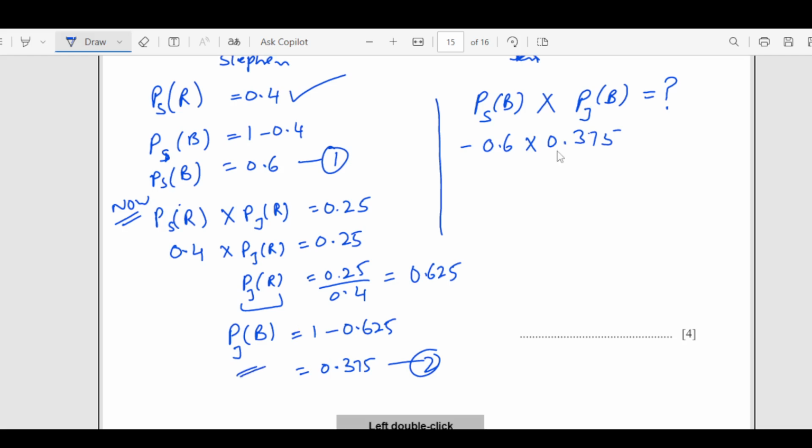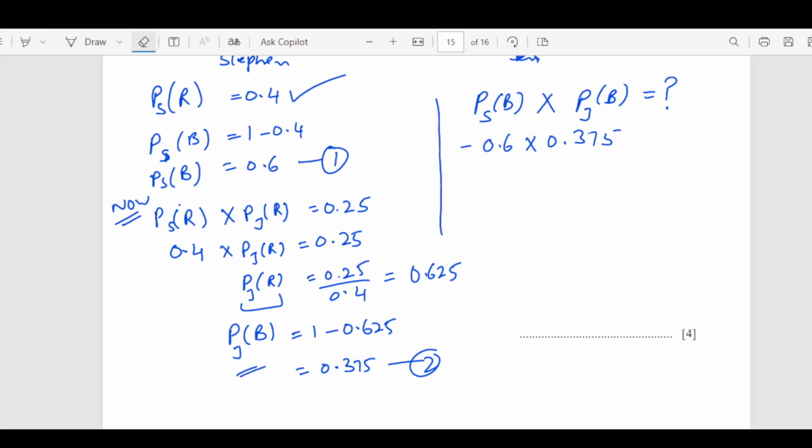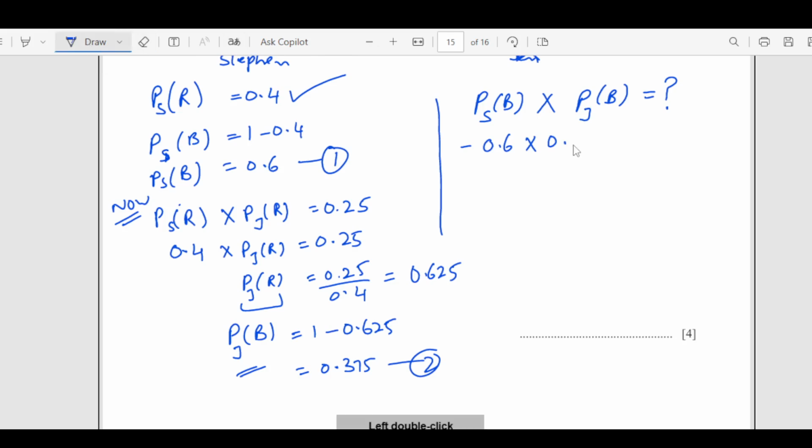So we are going to substitute this here. Stephen's blue is 0.6 and Jen's blue is 0.375. When you multiply, this is 0.225. So that's the final answer, 0.225.